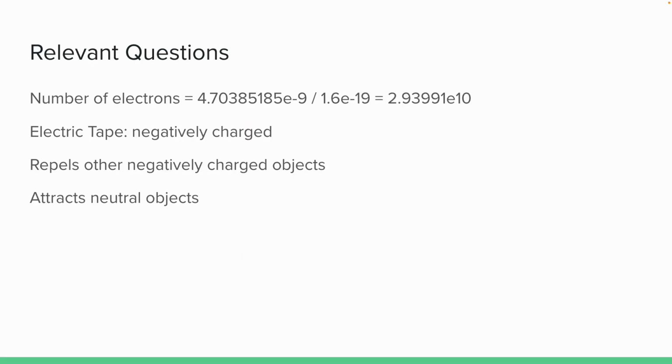Here are some relevant questions that I found in the PDF. The number of electrons was approximately 2.9 times 10 to the power of 10. This was calculated by taking the total charge and dividing it by the charge of one electron. The electric tape was negatively charged and repelled other negatively charged objects, but attracted neutral objects and positive objects.